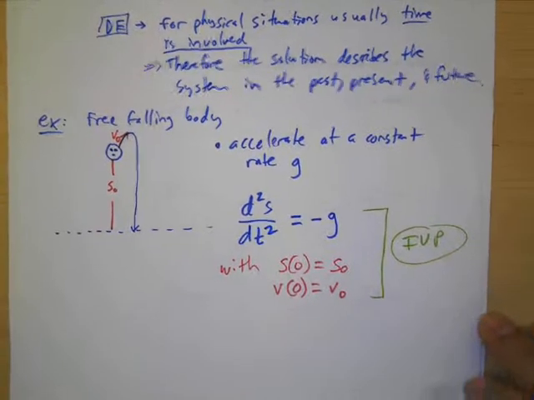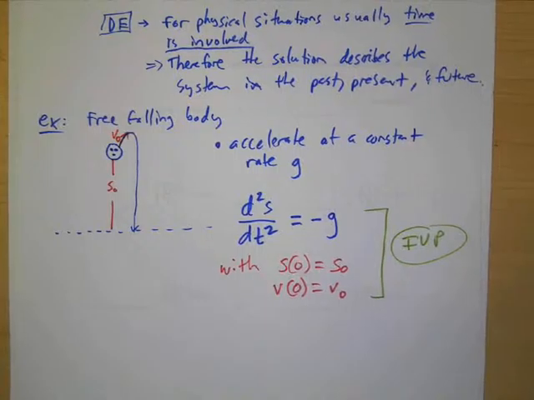Okay, so this is just one scenario. Here's a differential equation that models a free-falling body. Here's a set of initial conditions. That's all it is. Okay? Any questions on that particular problem?